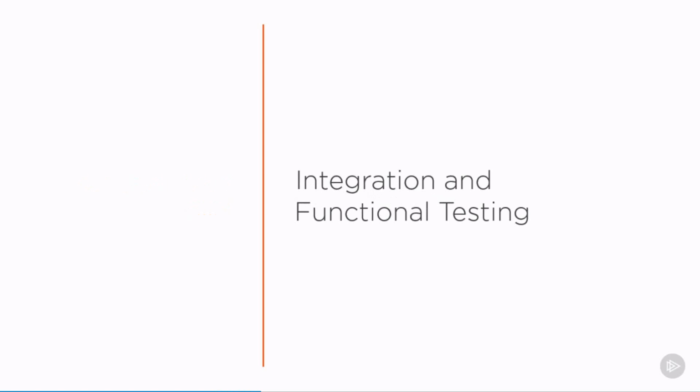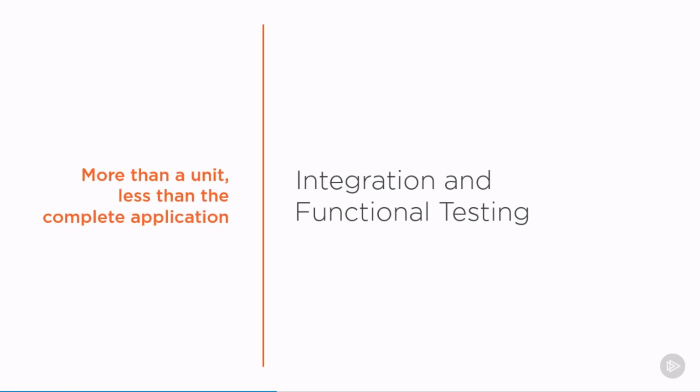Next, we have everything in between: integration and functional testing. Integration and functional testing is defined as more than a unit but less than the complete application. So it's at least two units working together. Oftentimes, these types of tests are used to check that a certain part of the application works with another part of the application. What is an integration or functional test is somewhat of a vague concept that can mean a lot of things to a lot of different people.